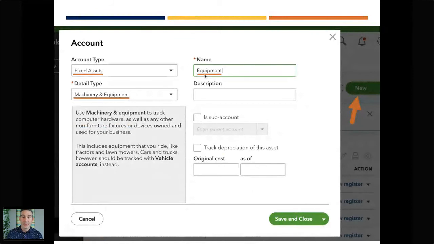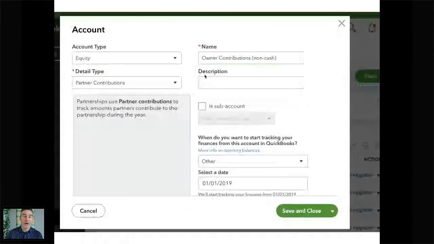So you would do that. You're also going to do it for equity, so you're creating an equity account. In this case, they call it a partner contribution, and then you might just call it a non-cash owner contribution. You have to put the date in when they want to start tracking that.